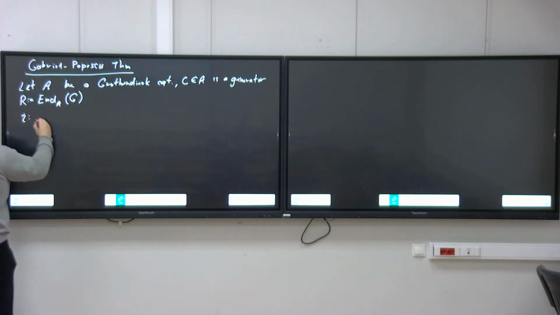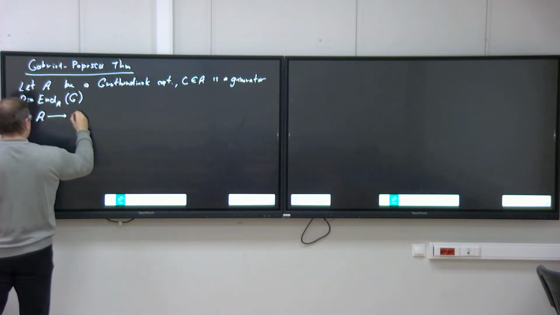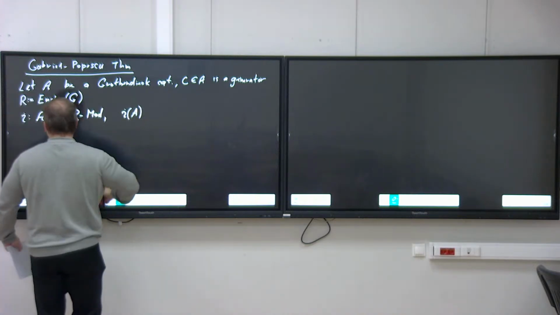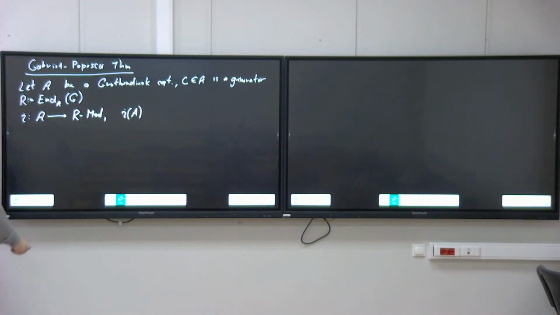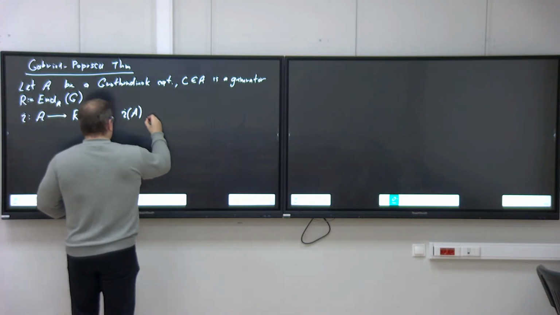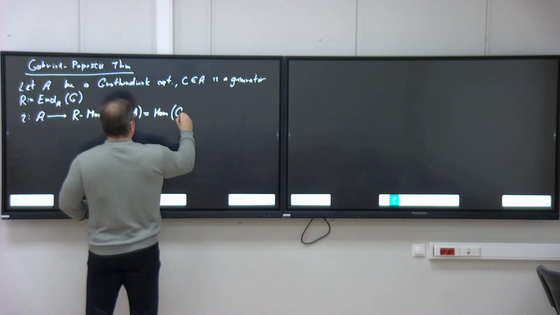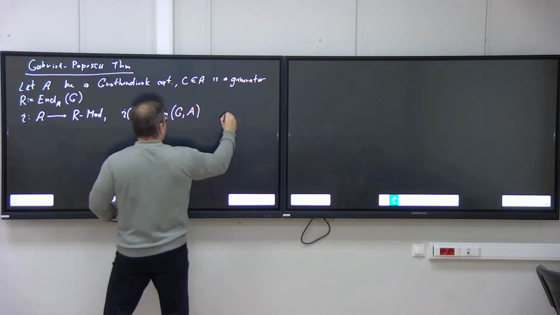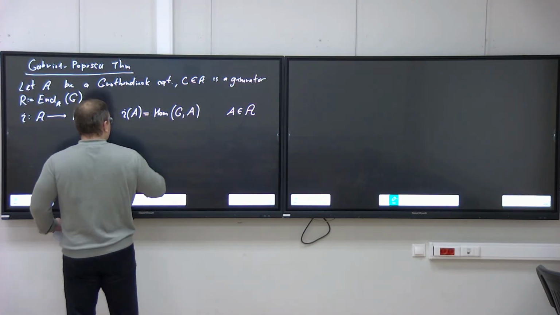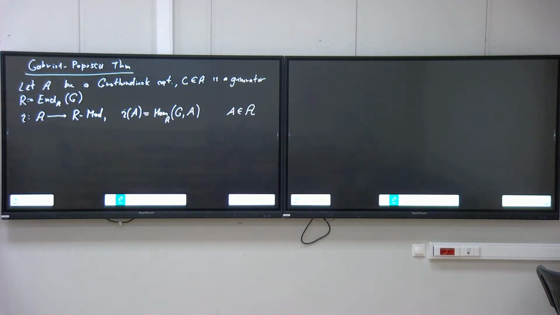Functor I, which is from the given abelian category A to the category of R-modules. Notice that I try to use different fonts for the category and for the object, so A is an object. So this is just by definition Hom from the generator to this given object A. So A is an object in the category A, and the Hom is, of course, in the Grothendieck category A.